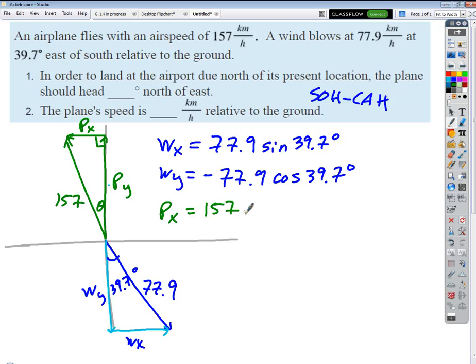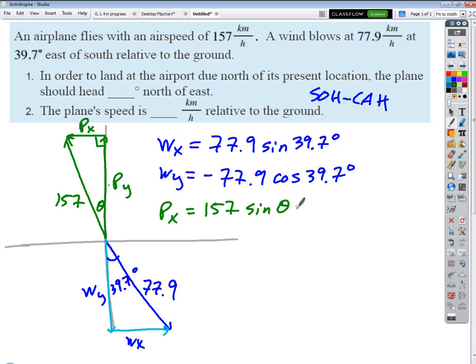Perfect, sine theta, right? Very good. We know that we want the plane to go due north, and so we want the plane's horizontal velocity to exactly counteract the wind's horizontal velocity, agreed? So aren't we setting these two essentially equal to each other? They have to add to zero.